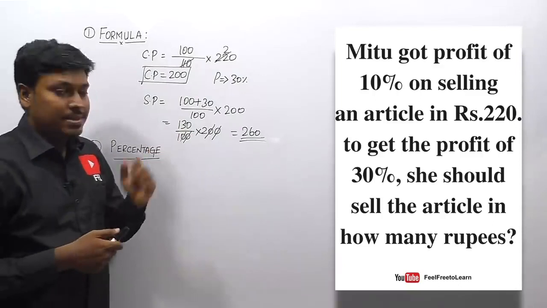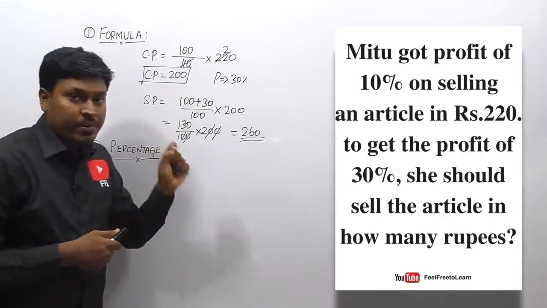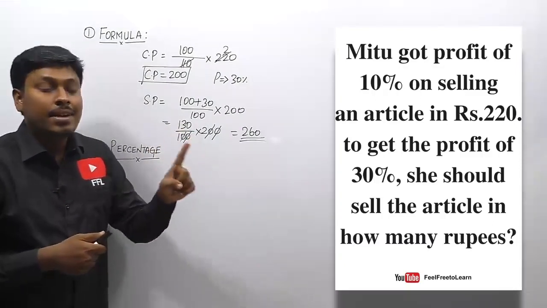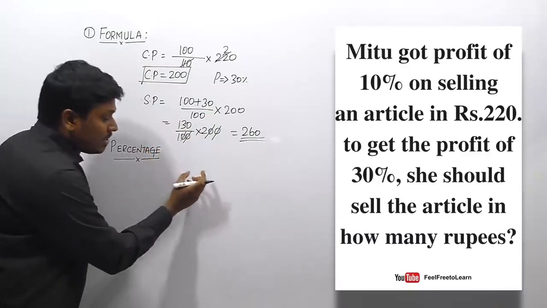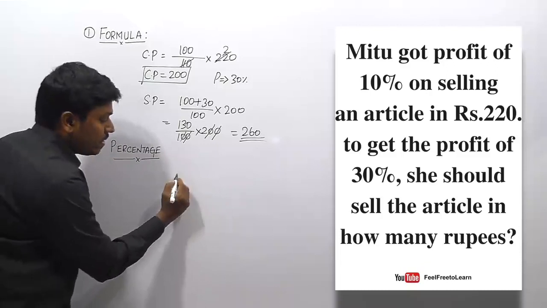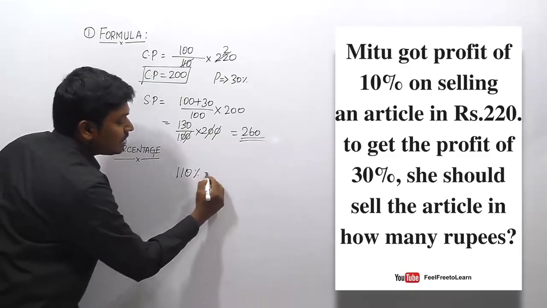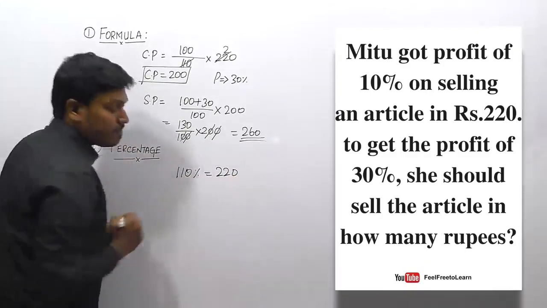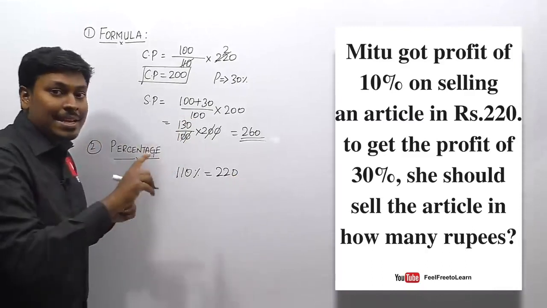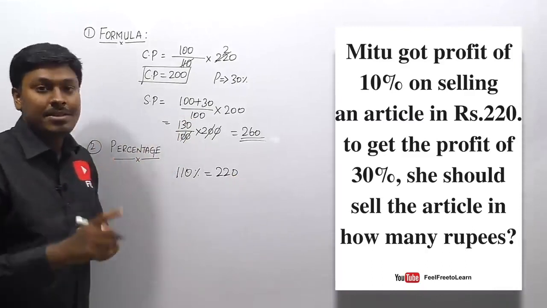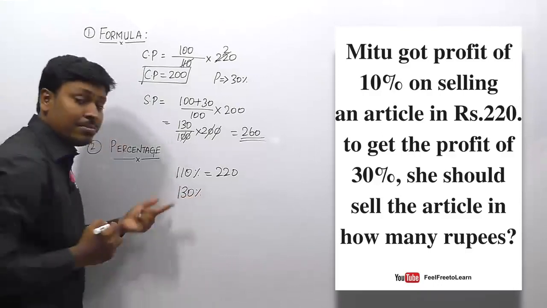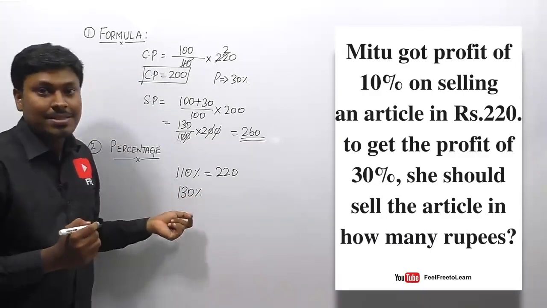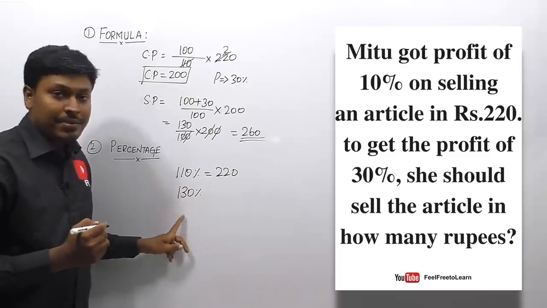Let me move on to the percentage method. Mittu got a profit of 10 percent because of selling an article for 220 rupees. So we can say that the cost price is 100 and he sold the article with 10 percent profit. So 110 percent will be its selling price, that is 220. Now what she planned is to sell the same article with a 30 percent profit. So this can be taken as 130 percent, because 100 percent will be the cost price and 30 percent will be the desired profit. So 100 plus 30 will be 130.